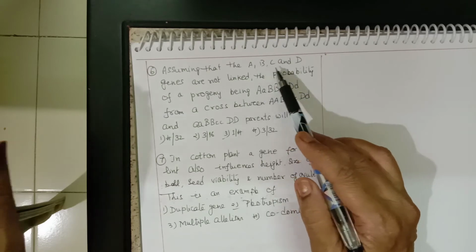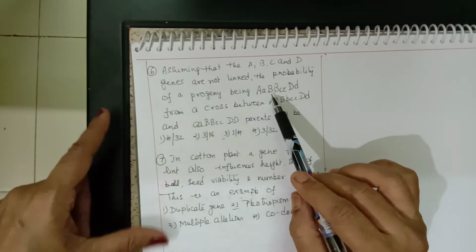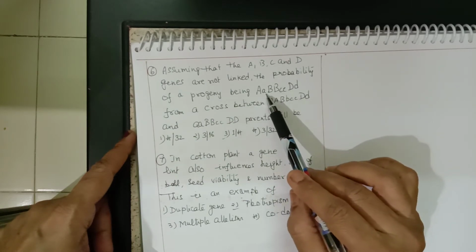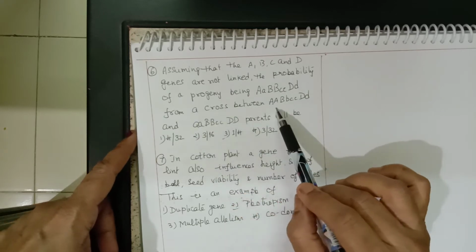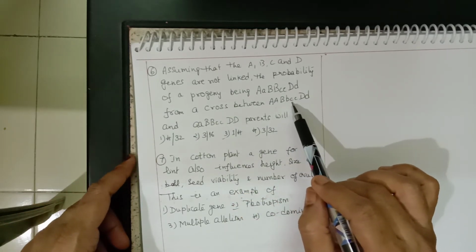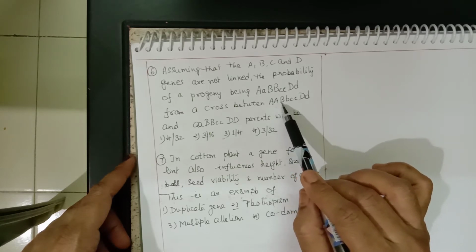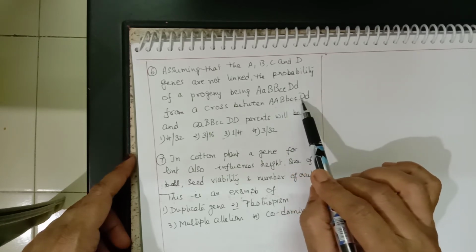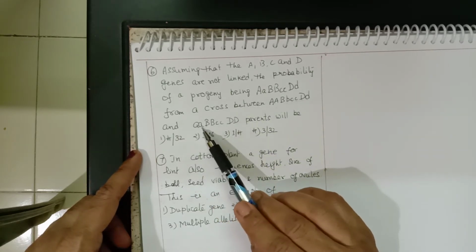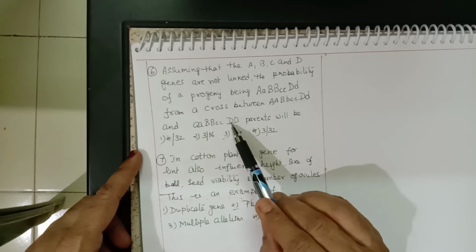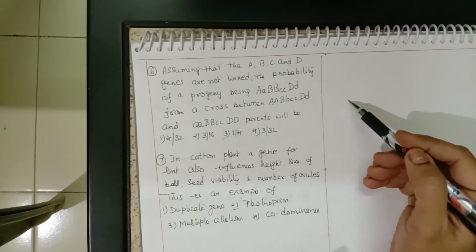Assuming that A, B, C and D genes are not linked, the probability of a progeny being Aa, BB, Cc and DD from a cross between AaBb Cc DD, this is a double heterozygous, and small a, capital B, small c, and D, capital D, parents will be. So what is asked here?